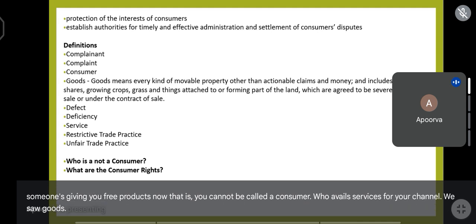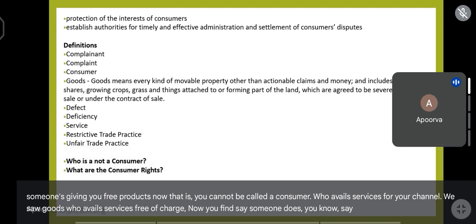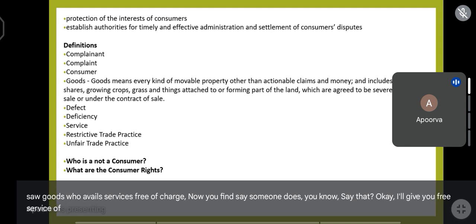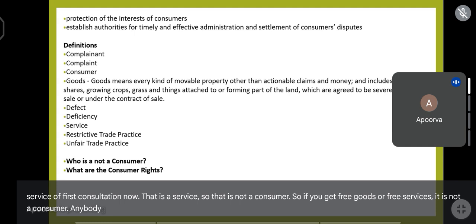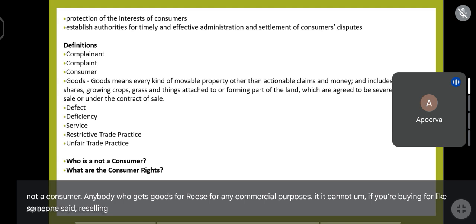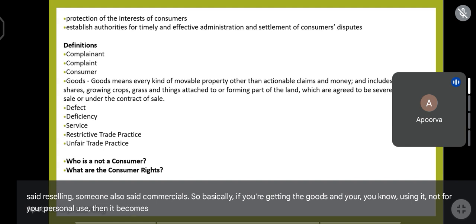Now we saw goods. Who avails services free of charge? Say someone says, okay, I'll give you a free first consultation. Now that is a service, so that is not a consumer. So if you get free goods or free services, it is not a consumer. Anybody who gets goods for any commercial purposes, like someone said reselling, someone also said commercial. So basically, if you're getting the goods and you're using it not for your personal use, then it becomes a commercial product.